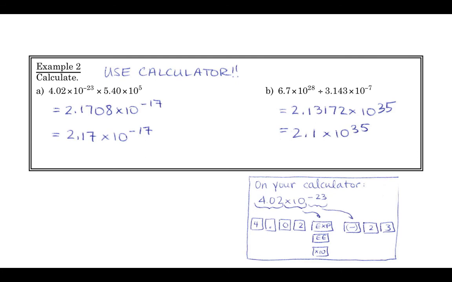Okay, so if this calculator stuff is not working for you, then we can come back to this in class, where we're going to have an opportunity to practice. But until then, this is how you do it.